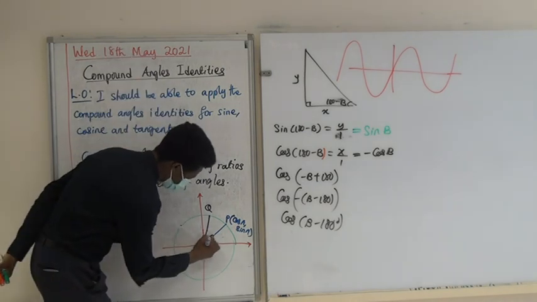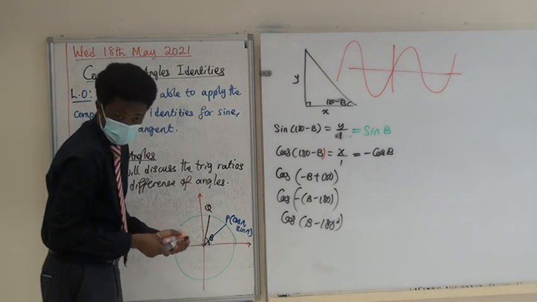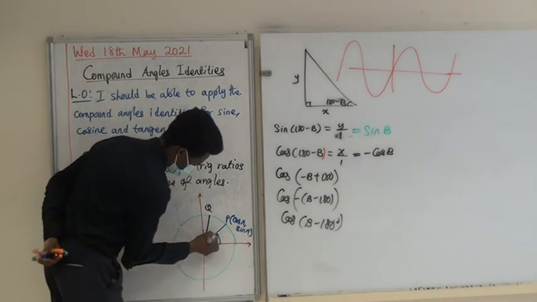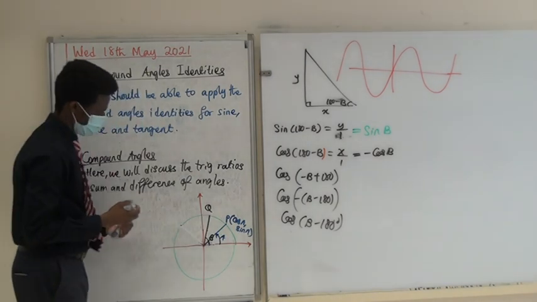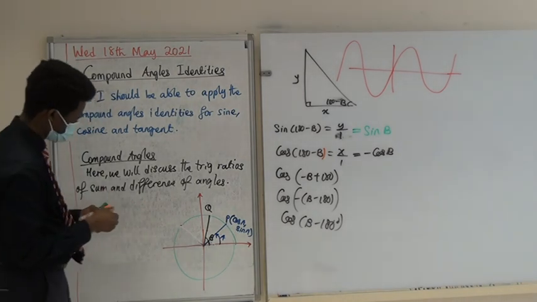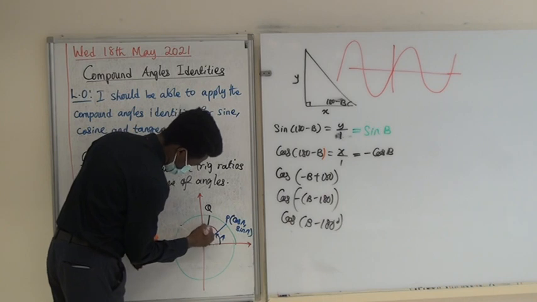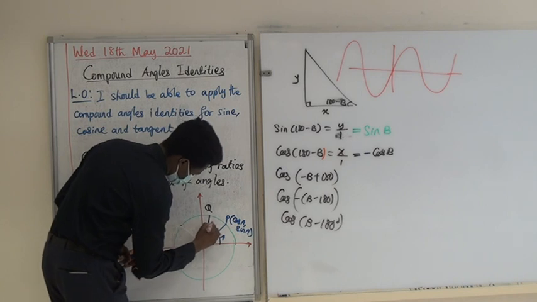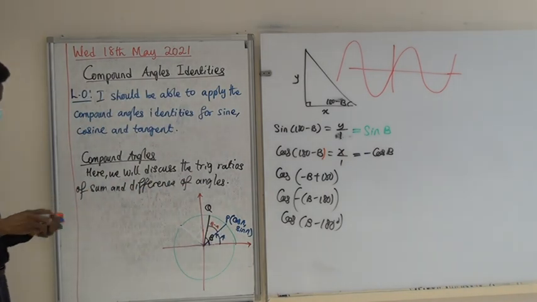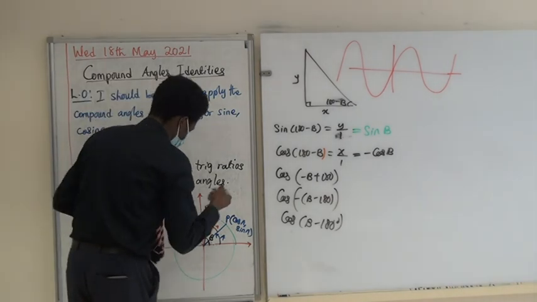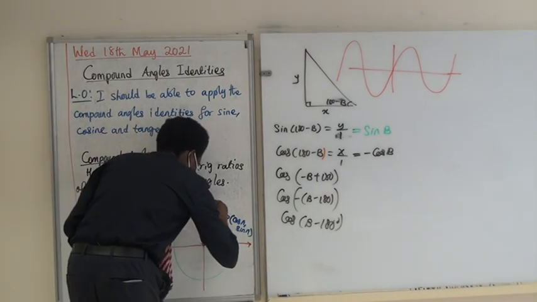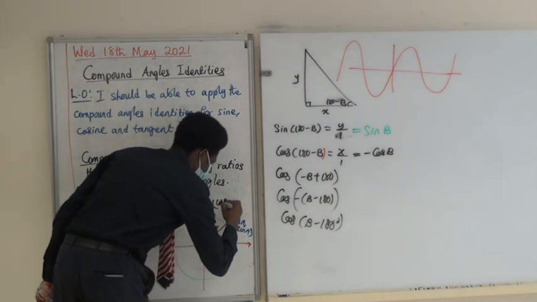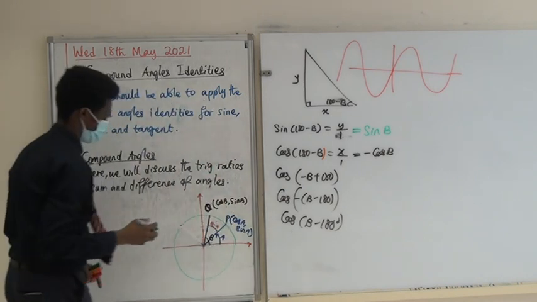So this is B, or that could have been A. Either one could be A or B. It doesn't matter. And this is your A. So basically, there's an angle between them. This angle is B minus A. Now, the coordinate of Q, just like we have found the coordinate of P, the coordinate of Q will be cos B, sine B.